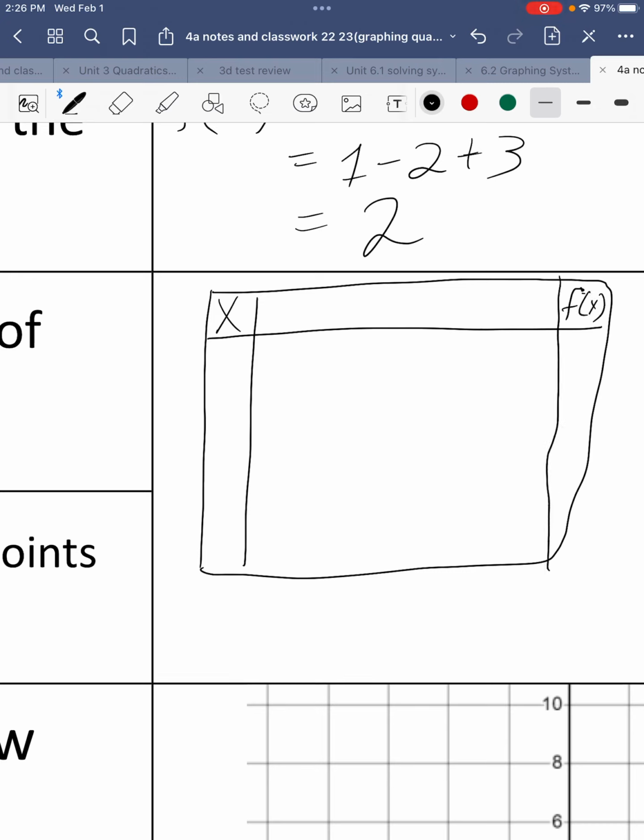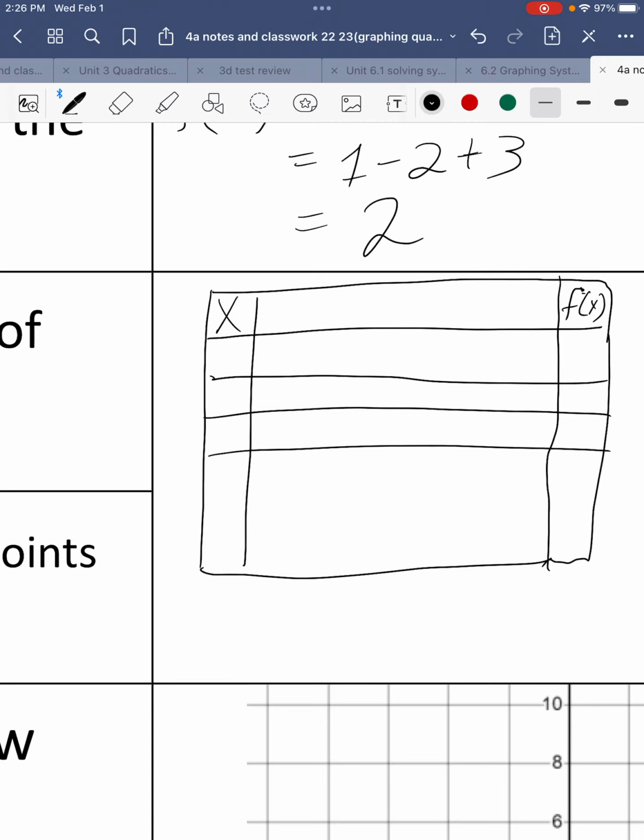Oh my gosh, that box was awful. Let me erase that quick. That was the worst box in history. And we need to have 5 different lines. Oh, this is going to be awful too. Oh my gosh, that is so terrible.